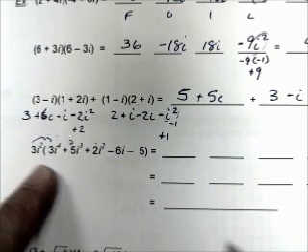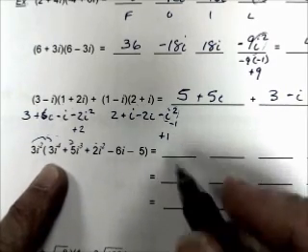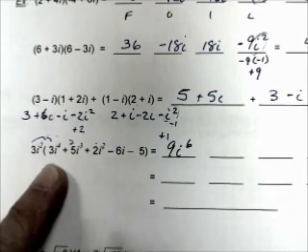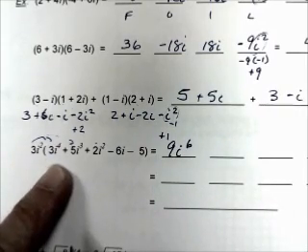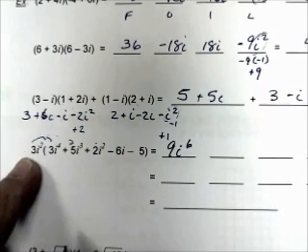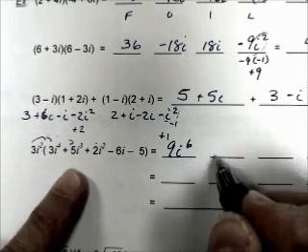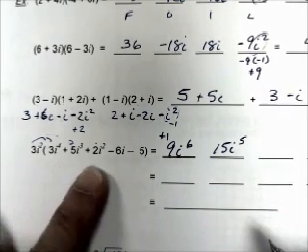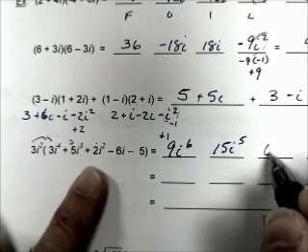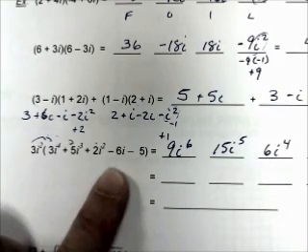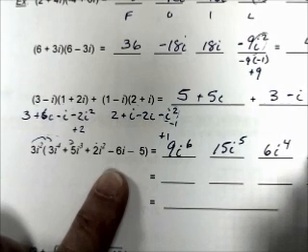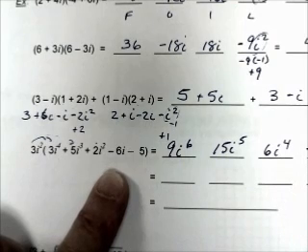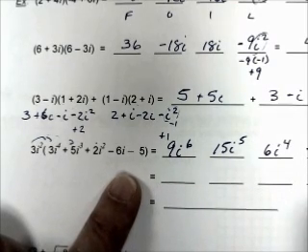Okay, so 3i squared times 3i to the 4th, that would be 9i to the 6th. Remember, i squared times i to the 4th, you're adding the exponents, that'd be i to the 6th. 3i squared times 5i to the 3rd, 15i to the 5th. 3i squared times 2i squared, 6i to the 4th. 3i squared times negative 6i, it'll be negative 18i to the 3rd. And 3i squared times negative 5, negative 15i squared.